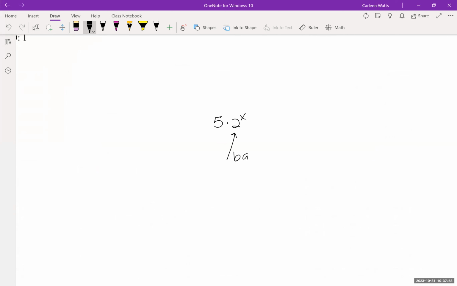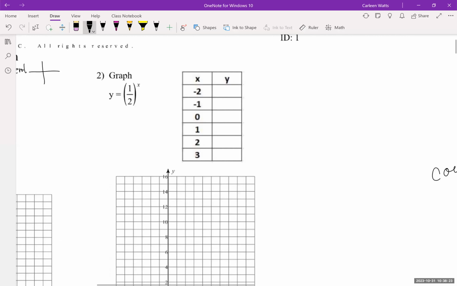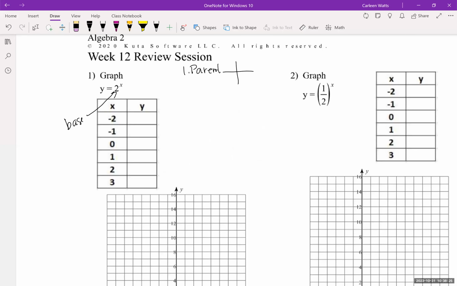This is the base. This is not the base because the 5 does not have an exponent on it. The 5 is the coefficient, but that 2 is the base for the exponential. Notice the 5 does not have an exponent. The 2 does have an exponent. So here there's no coefficient. There's just a base and an exponent.